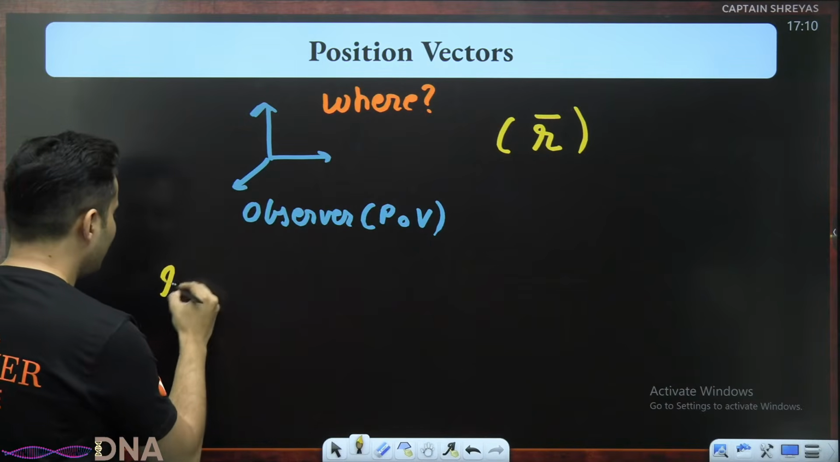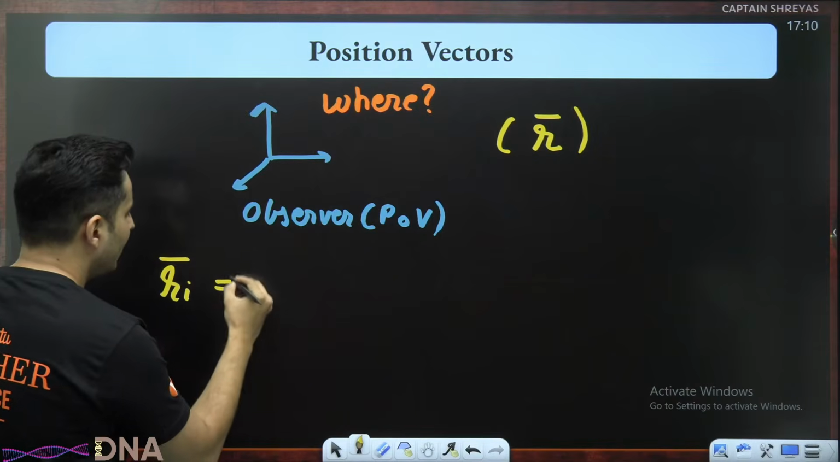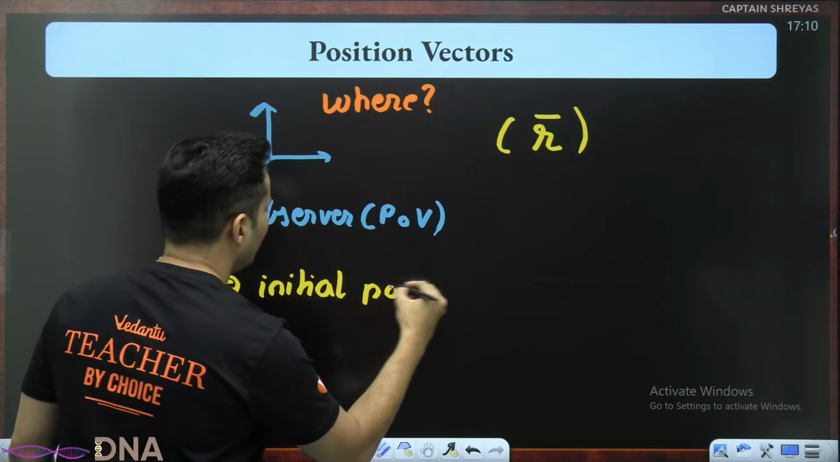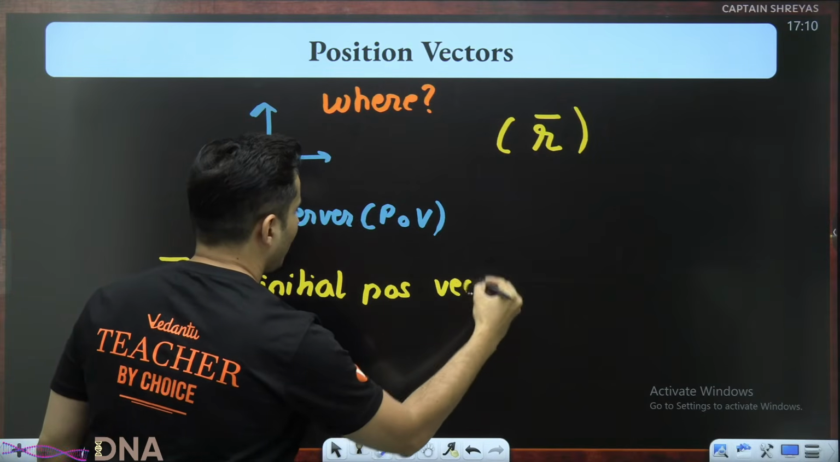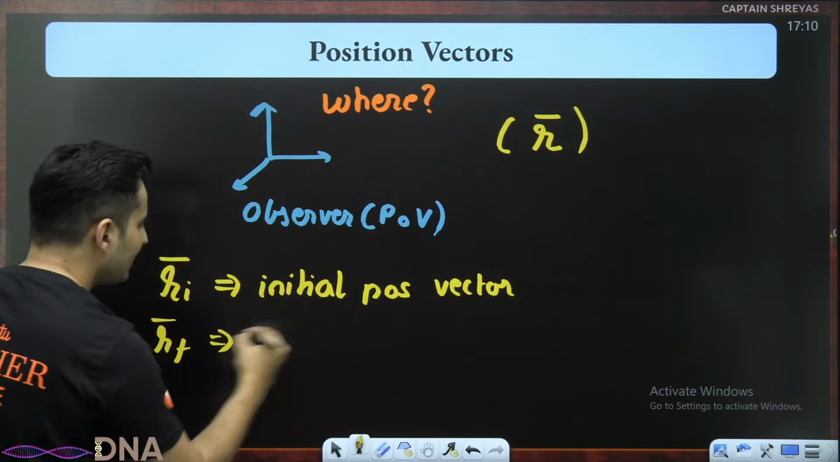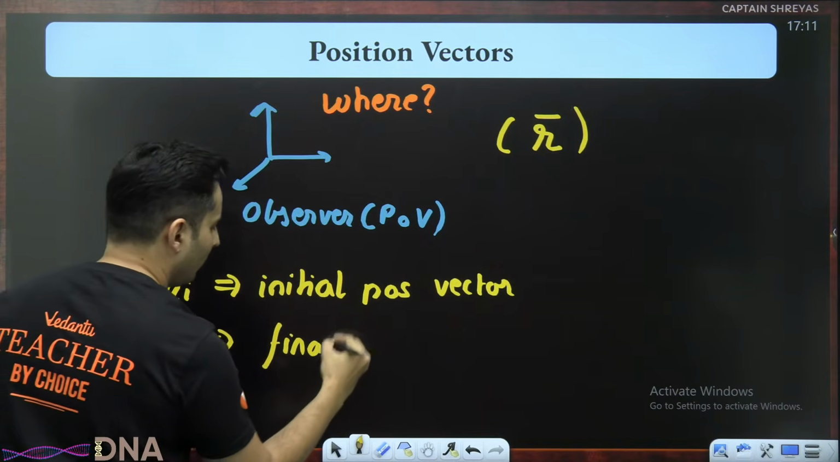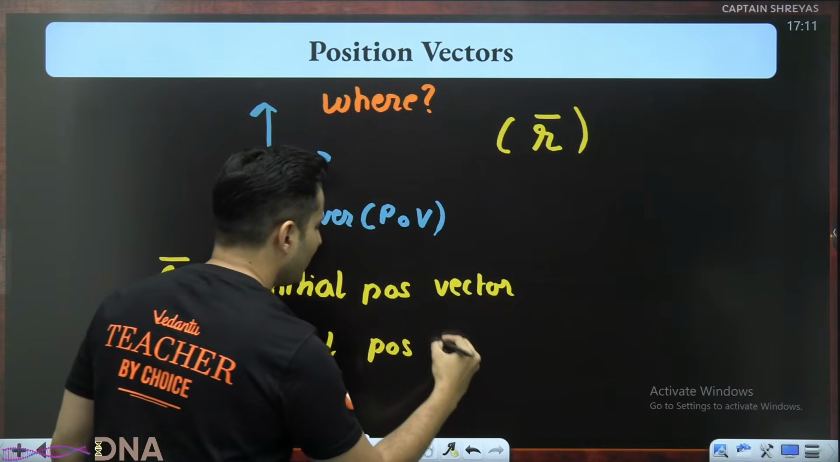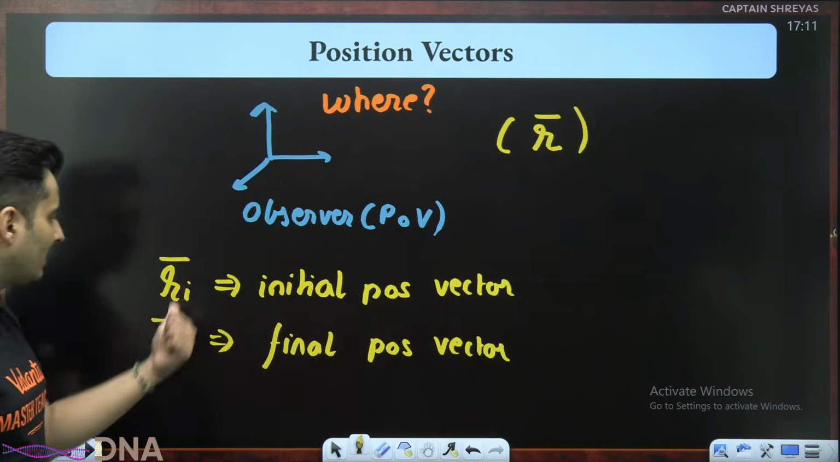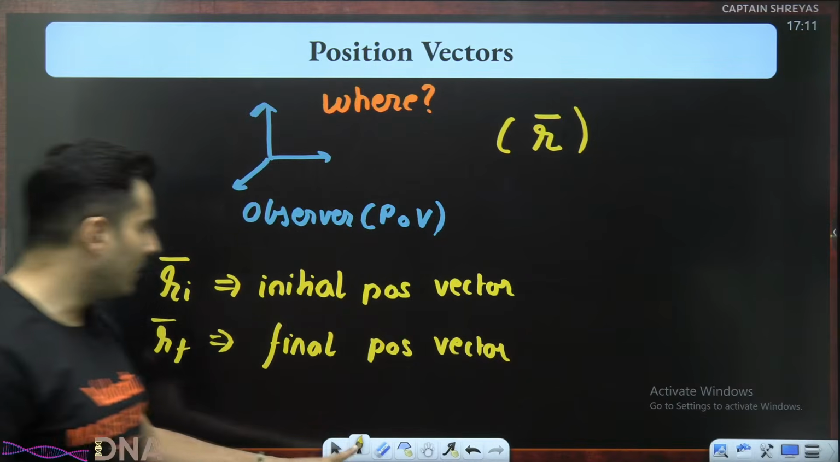So if I use the symbol Ri bar, it means initial position vector. If I put Rf bar, it means what is my current or what is my final position vector. What is my initial or final position vector is represented by Ri or Rf.